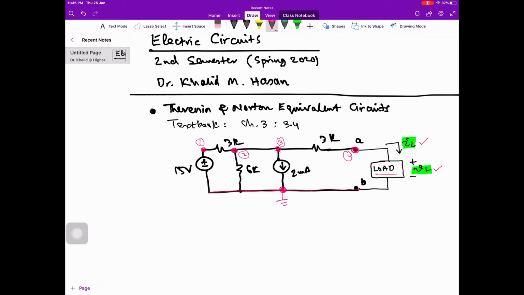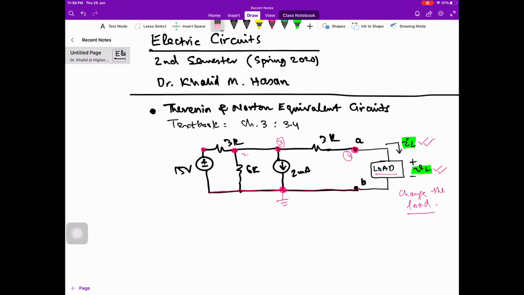But if we change the load, we have to perform the whole analysis again: write node voltage equations in order to find load current and load voltage, or mesh equations in order to find load voltage and load current. So due to any change in the load, we have to redo everything again.